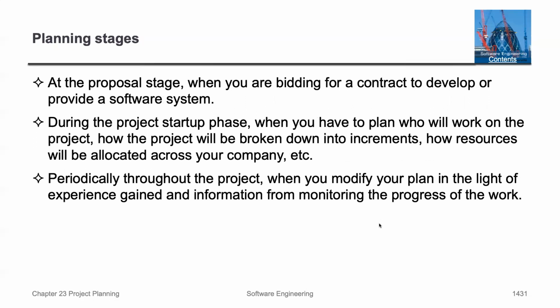The stages are the proposal stage, the startup phase, and periodic reviews through the project. In the proposal stage, you are bidding for a contract development and providing a software system estimate. During the project startup, you have to plan who will work on the project, how the project will be broken down into increments, how resources will be allocated across the company, etc. And then periodic reviews are where you modify your plan in light of the experience gained from monitoring the progress of the work.